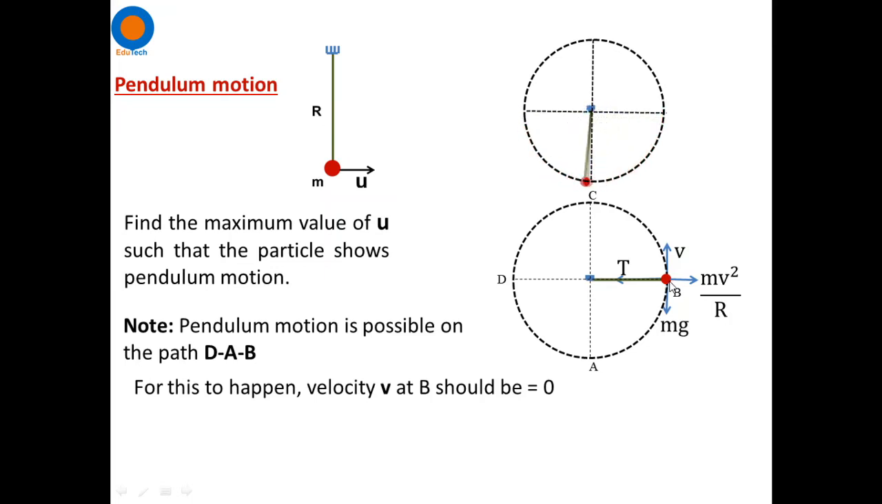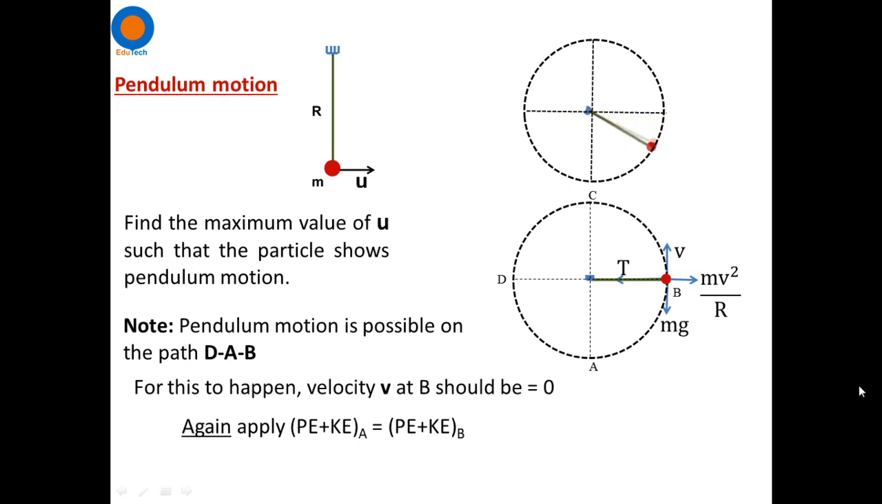You see, in the first condition, for completing the circle, it was greater than root 5 gr. But here the velocity v should be 0 at this point B. It should go up to this point, stop there momentarily and go back. In the previous figures we had used force balance equations. Here velocity v is 0, which means what? T is directly equal to 0. Getting it? Mg is perpendicular here, therefore we will not discuss it. We will write directly the energy conservation principle.